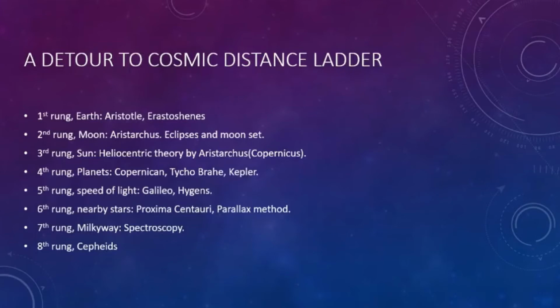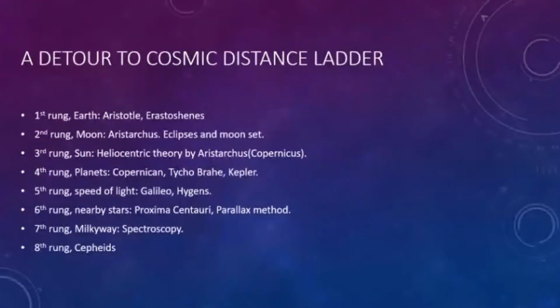Next comes planets. This was seen by Copernicus, and then came Tycho Brahe, who went to an island and collected a lot of data regarding a lot of planets, and tried to come up with the distance. But he could not come to a very high accuracy. So for Kepler it was an easy thing, as he had all the data from Tycho Brahe, and he just used his data and could come up with very accurate results.